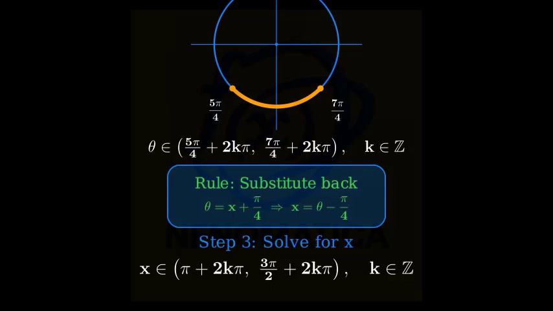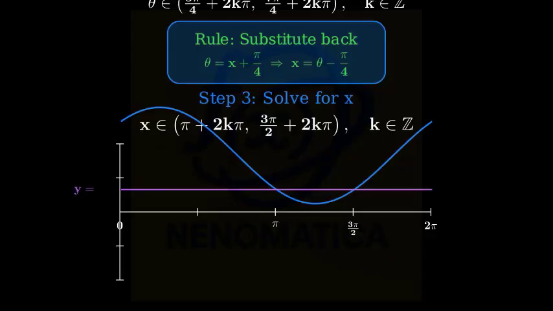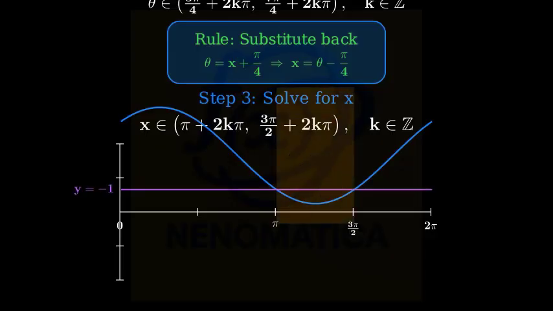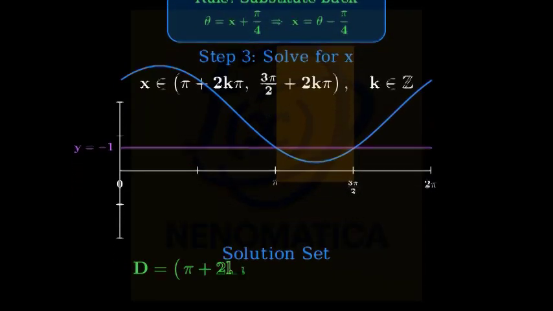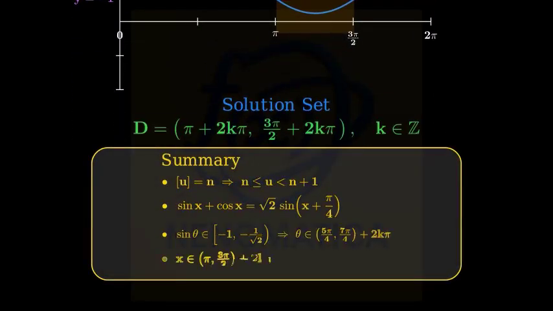To build further intuition, look at the graph of sine x plus cosine x. The purple line shows y equals -1. The shaded orange band marks the x values between pi and 3 pi over 2, where the function is below -1. Therefore, the complete solution can be written as the union of open intervals from pi to 3 pi over 2 shifted by multiples of 2 pi. Quick recap. We used the floor definition to form an inequality. Then we combined sine and cosine into a single sine function with a phase shift. We solved the resulting sine inequality using the unit circle and converted back to x.